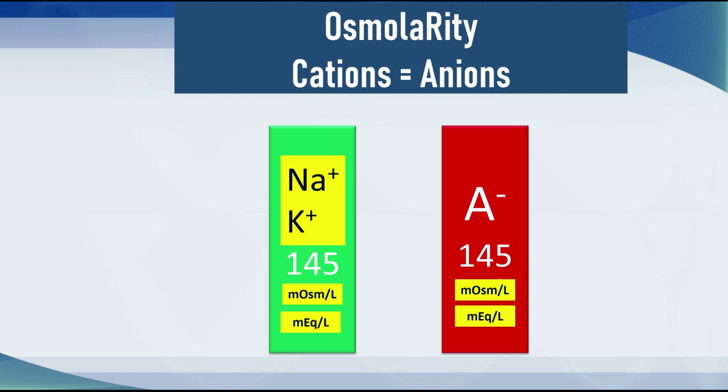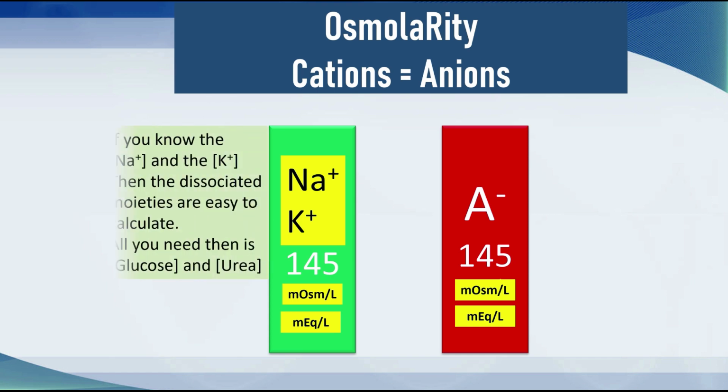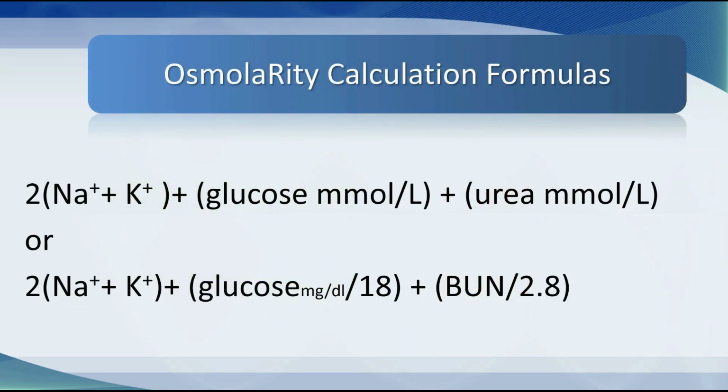So if you know the sodium and the potassium, you are able to calculate out all the dissociated charges. All you need then is the glucose and the urea in millimoles per litre, which is the same as milliosmoles per litre. Now that you have all these data, you can calculate out osmolarity. There are two formulas for this. The first one on the top is the one that I use because I live in the world of millimoles per litre. So it's very simple. It's twice the sodium plus the potassium plus the glucose plus the urea in millimoles per litre.